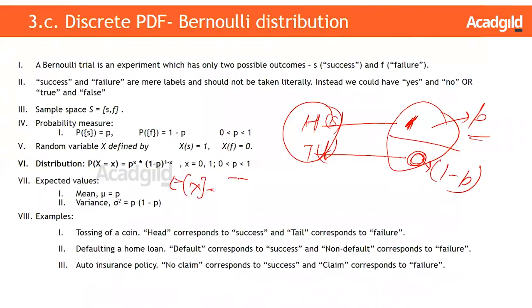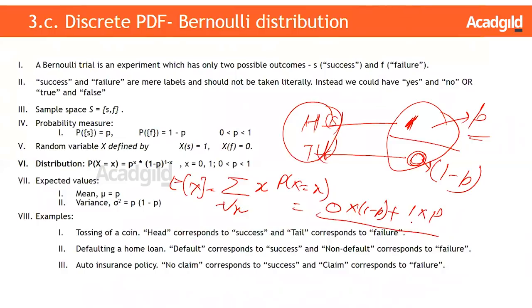Expected value of X is summed over all possible values of X, the product of X times the probability that we are going to get X. So what are the values that X can take? 0 and 1. What is the probability that it will be 0? 1 minus P. What is the probability that it will be 1? P. So the expected value of X is 0 into 1 minus P plus 1 into P, which is equal to P. So we know that the mean of the Bernoulli distribution is P.